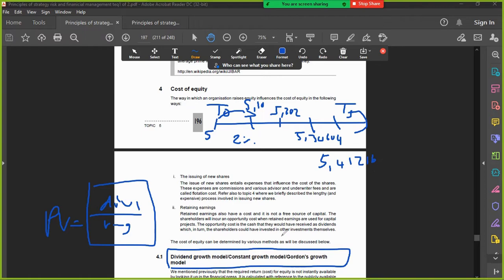So in Gordon growth, the word growth means the dividends increase. In other words, when you're paying more dividends year after year, then you need to use that to work out the cost of equity.